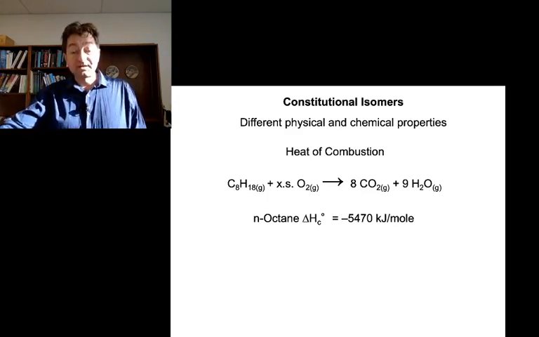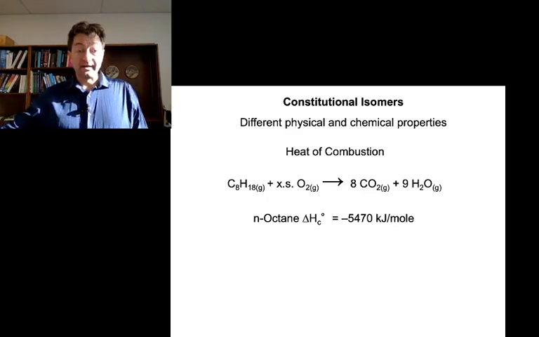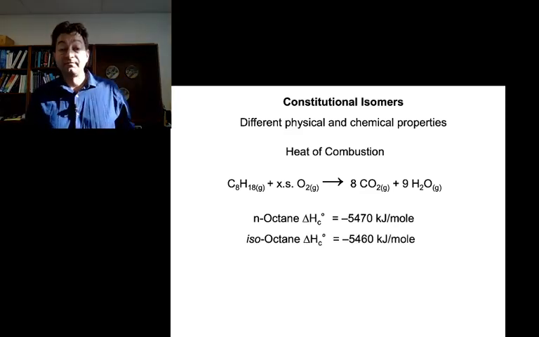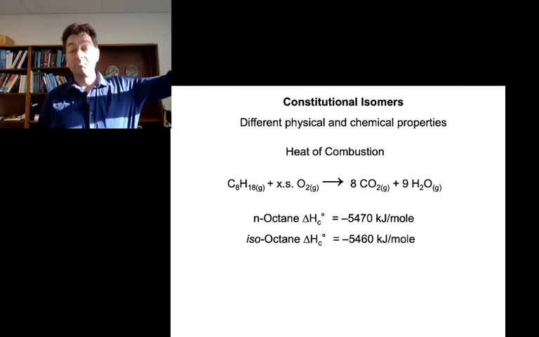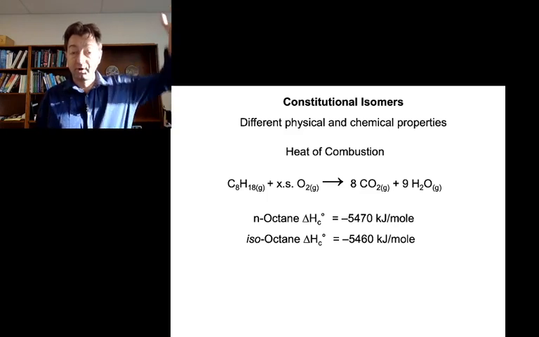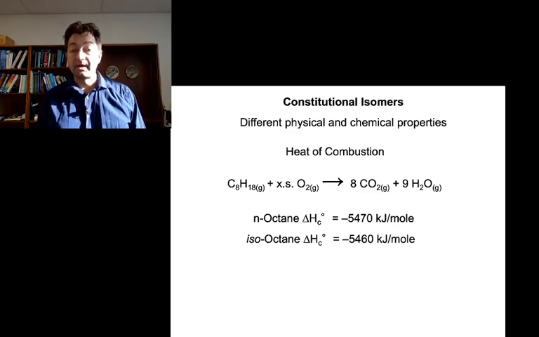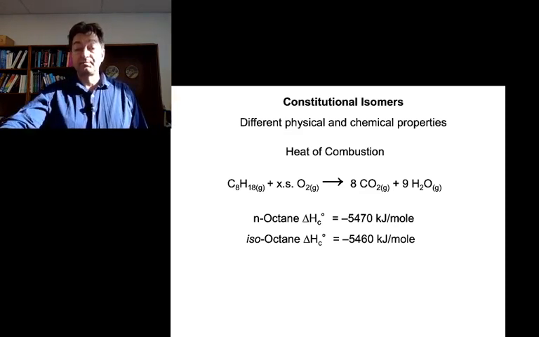If you do the same experiment for the isooctane, again, identical molecular formula, the same experiment, excess oxygen, 8 molecules of carbon dioxide, 9 molecules of water, what you observe is you get a little bit less energy out of the isooctane than you do from the octane. You're taking that molecule and burning it down to the lower energy carbon dioxide and water, but you get out less energy, 5,460 kilojoules per mole.